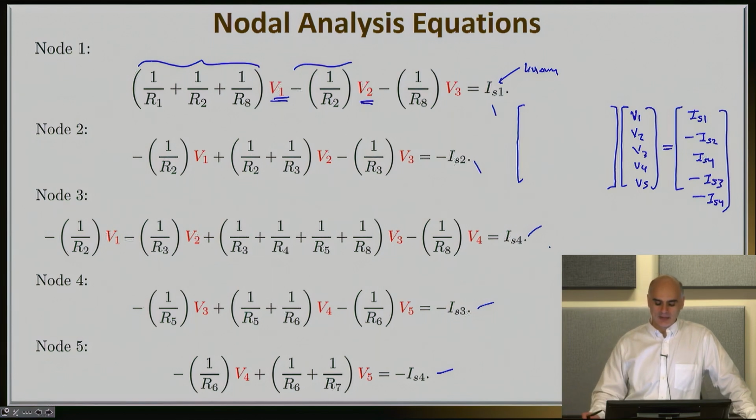Now, you can very quickly do that. So, for example, this first coefficient here is going to be the coefficient that you have on the node V1. So, it will be 1 over R1 plus 1 over R2 plus 1 over R8.